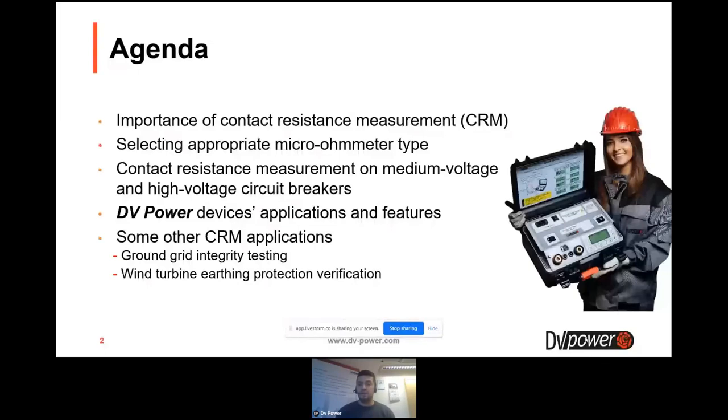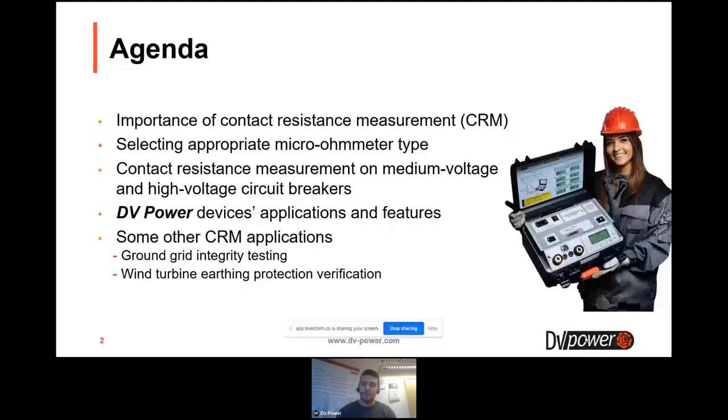Then we will speak about how to select the appropriate micro-ohmmeter type. When I say how to select a micro-ohmmeter type, I do not mean whether you should select our company, DB Power, or some competitor company. We do not speak about that. We only analyze the technical aspects of this, because there are different types of micro-ohmmeters available in the market, so you should know which type is appropriate for which application.